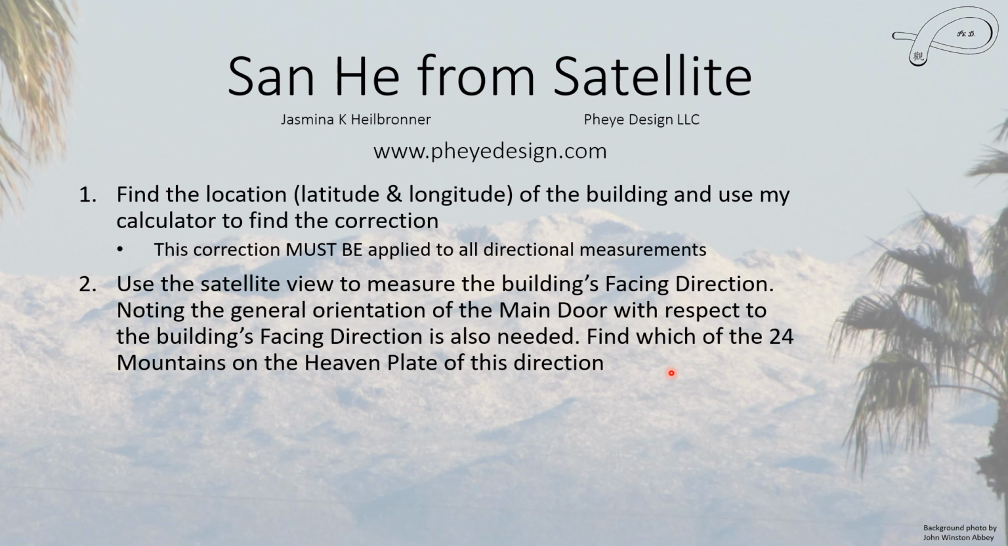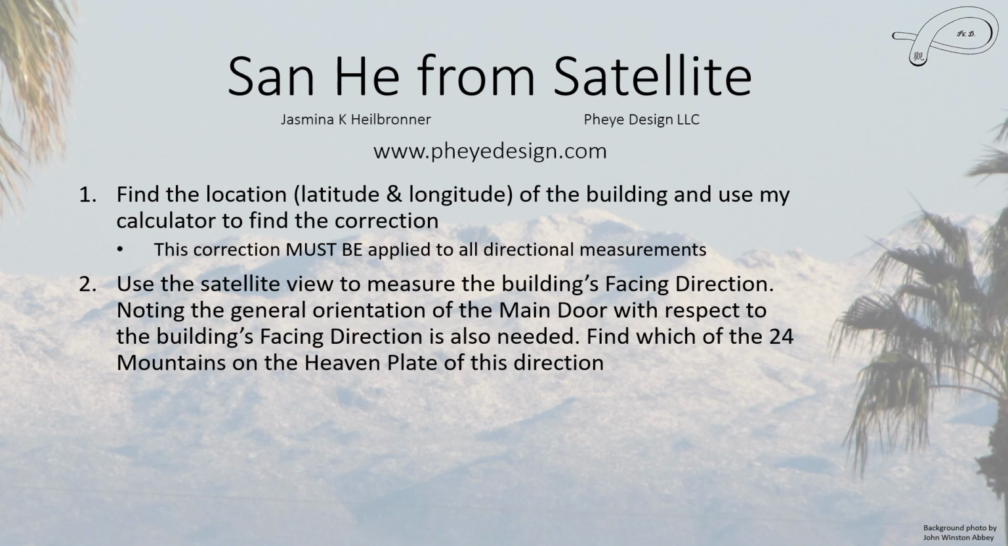Then you use the satellite's view to measure the building facing. And then by noting the general orientation of your main door with your overall building, you determine your main door facing direction. And that's the important thing. And you will find out which of the 24 mountains that direction lies. And that's important. And in this case, remember we had a 183, if the door is facing the road, it would also have a 183.